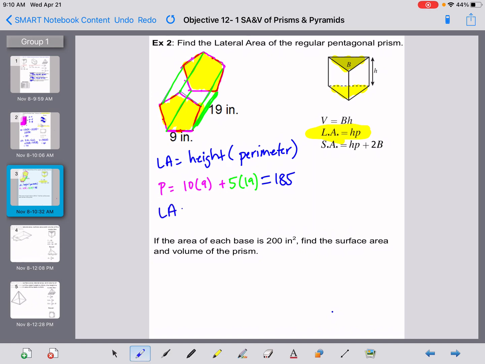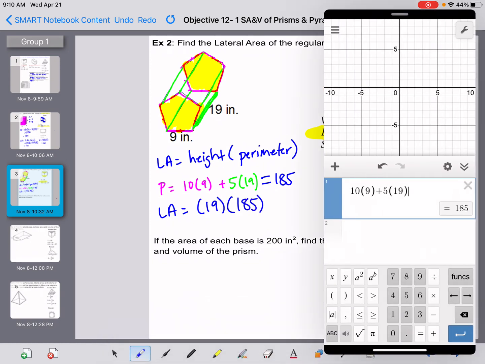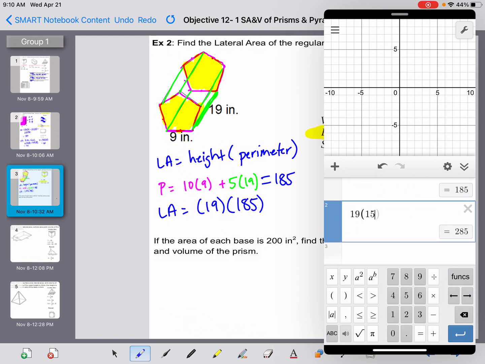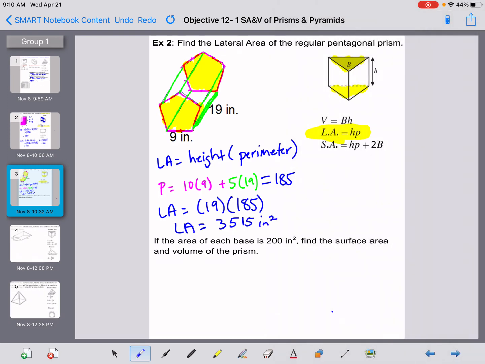So then I need to say 19 times 185. That's going to be a big number. That's okay. We're going to get big numbers when we're working with volumes and lateral areas. So the lateral area would be 3,515 inches squared. So that's what it would be.